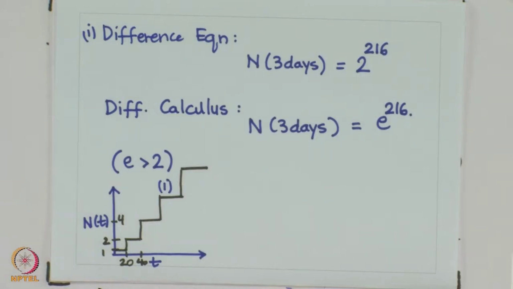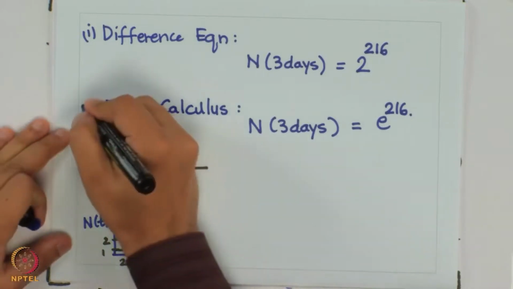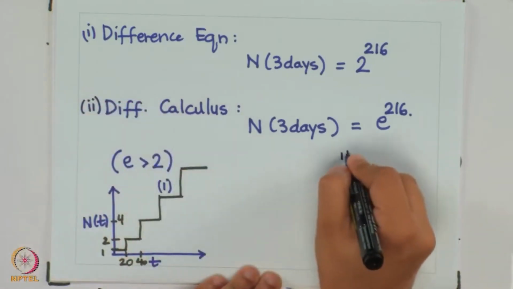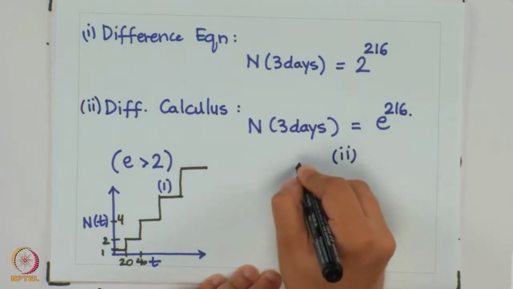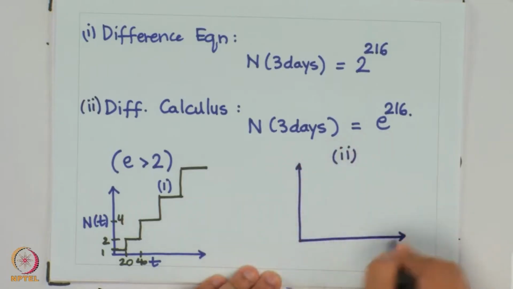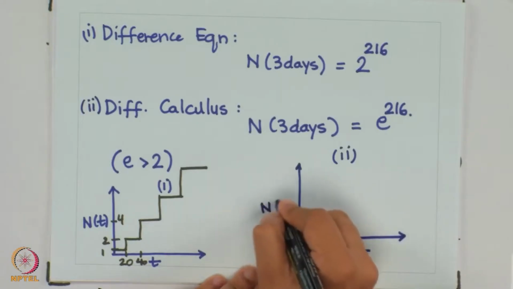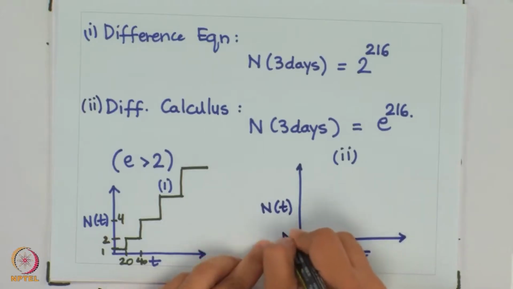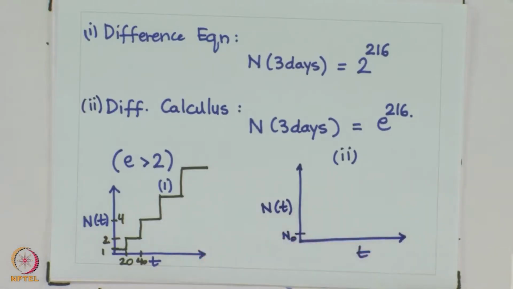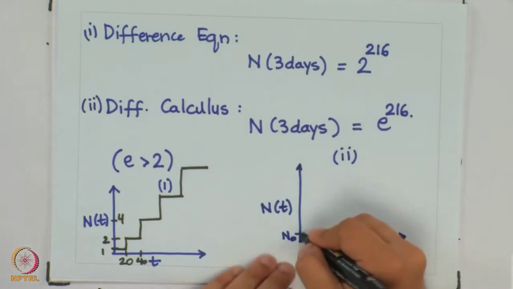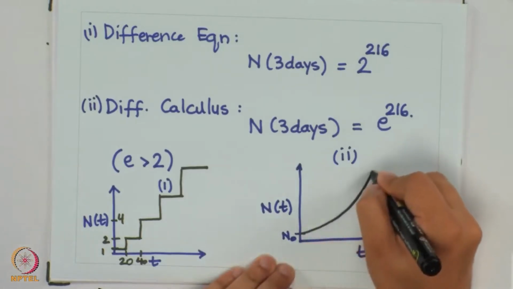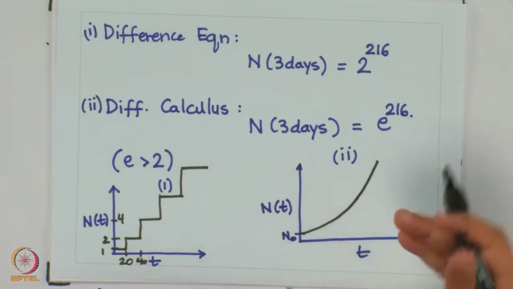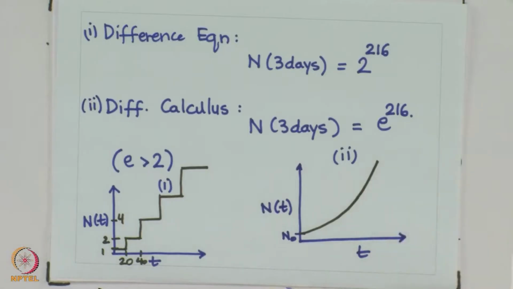In the second formulation, however, we have something different happening. In the differential calculus formulation, if we plot our solution N(t) against t and observe the number of bacteria varying with time, we start with N0, the number of bacteria, and as we look forward in time it increases in a very smooth manner like this, and the solution keeps going up and approaches infinity if allowed to go for a very long period of time.